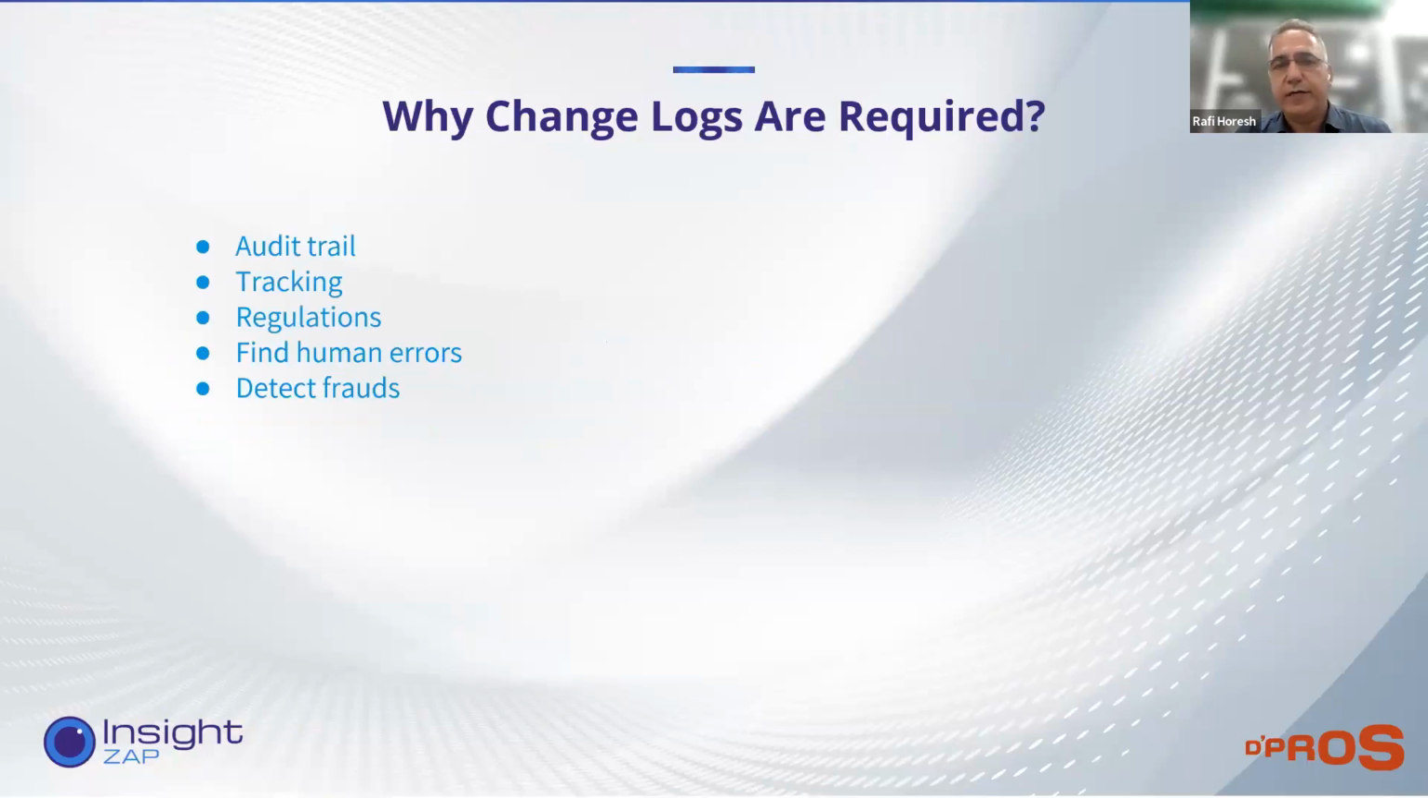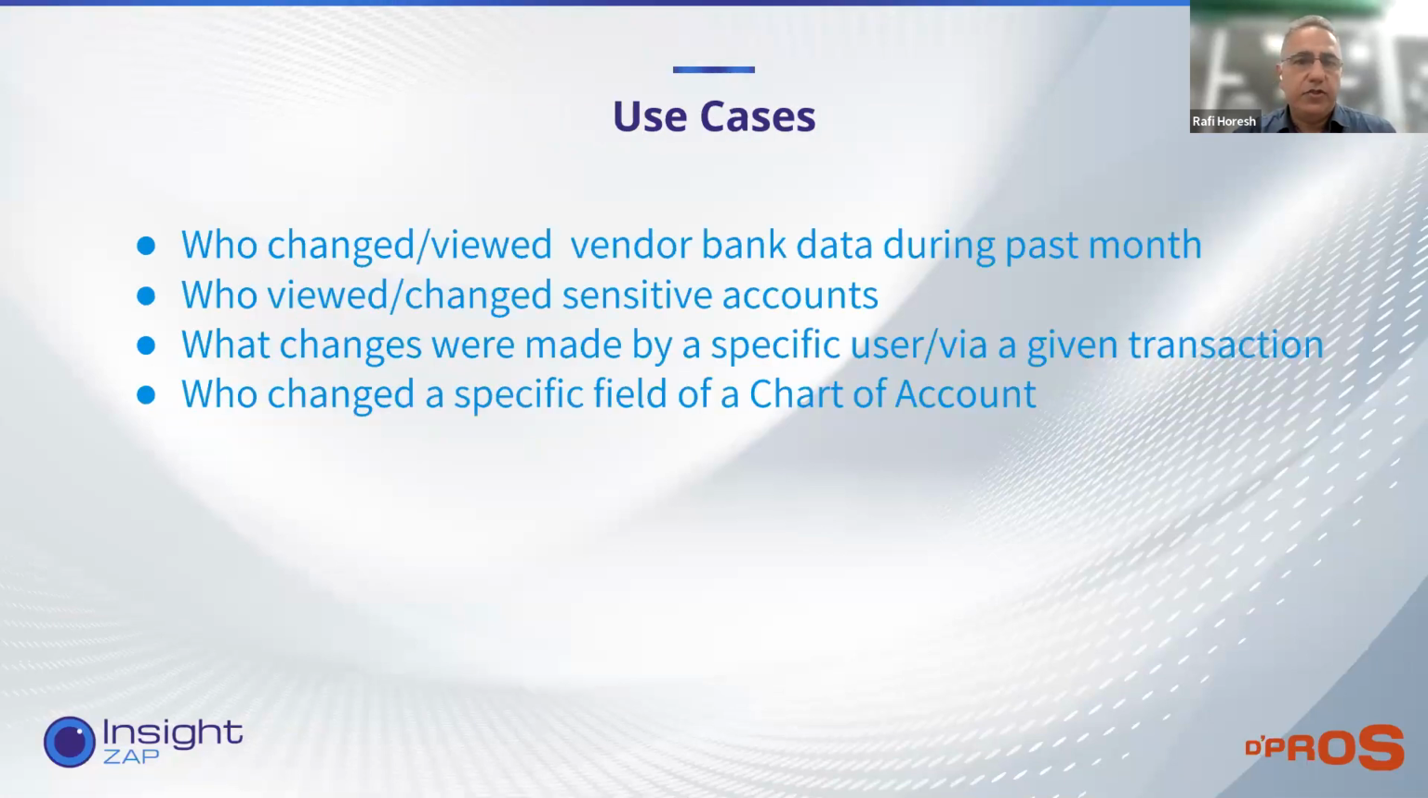They are used for regulatory purposes, such as SOX, for tracking and correcting human errors, and to protect the organization from fraud attempts. With the change documents, we can see who changed or viewed bank data, who changed account information. We can track what changes were done by a user or given transaction. We can view the history of the changes in pricing, discount amounts, inventory data, and more.